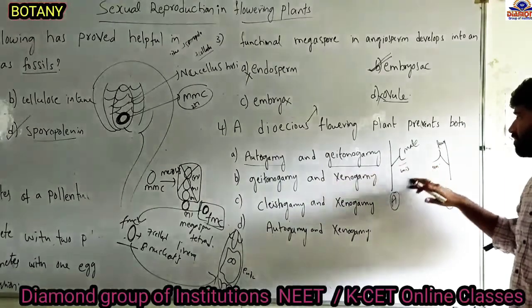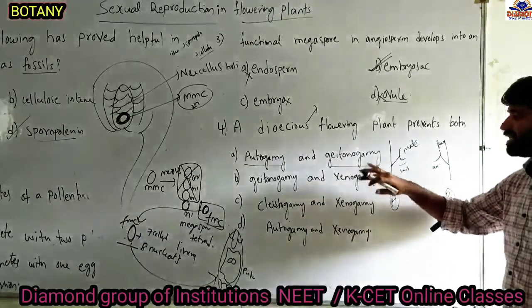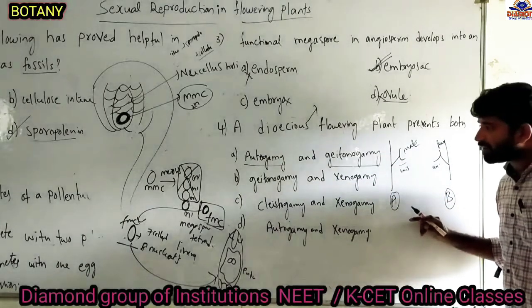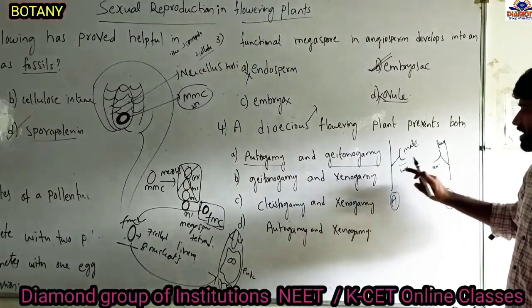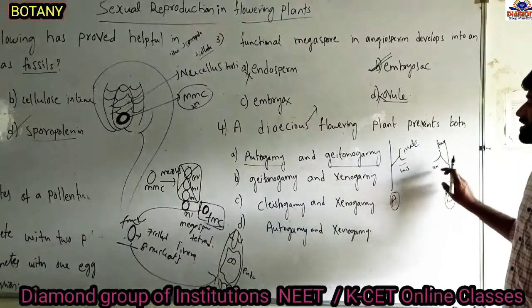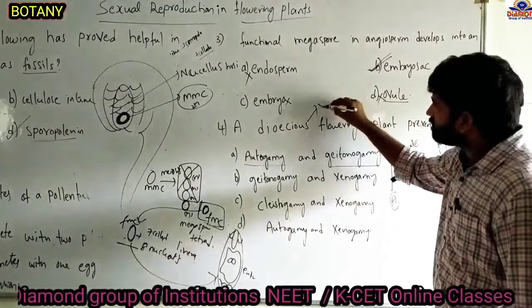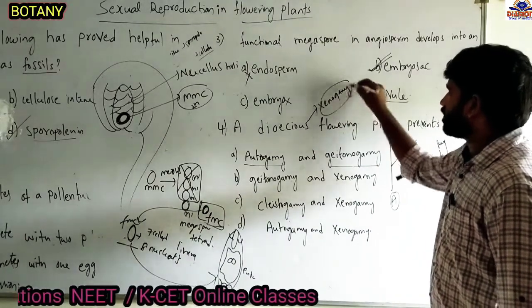Here the flowers are present in different plants. Geitonogamy is the transfer of pollen grains from the anther to the stigma of a different flower on the same plant. Here the flowers are not present on the same plant. So dioecious plants always exhibit xenogamy, that is called cross pollination.